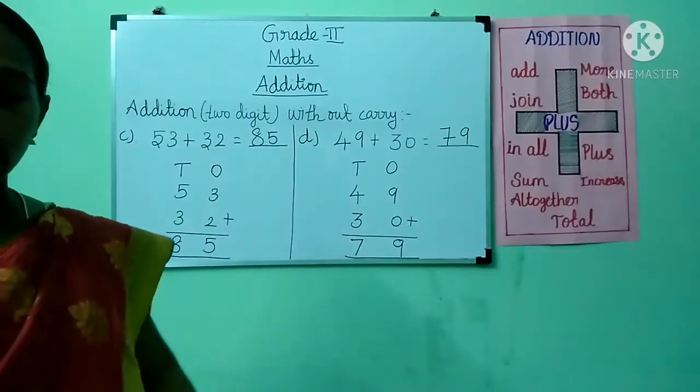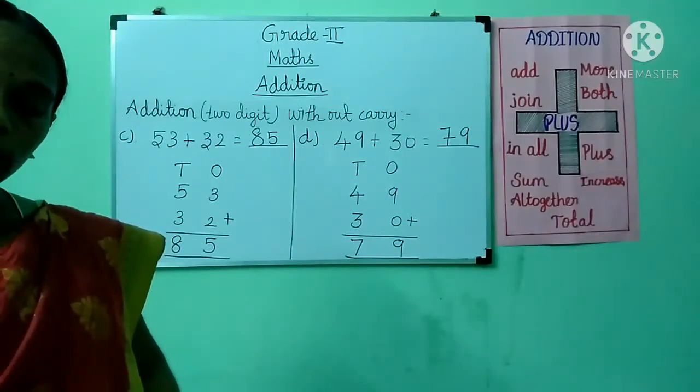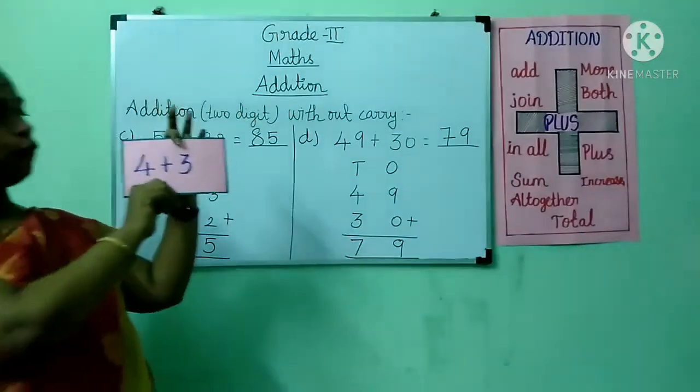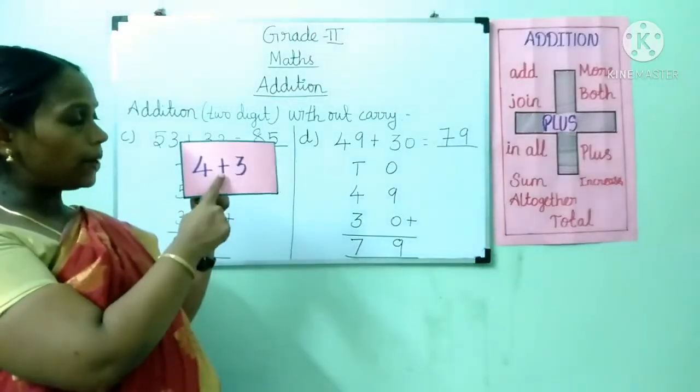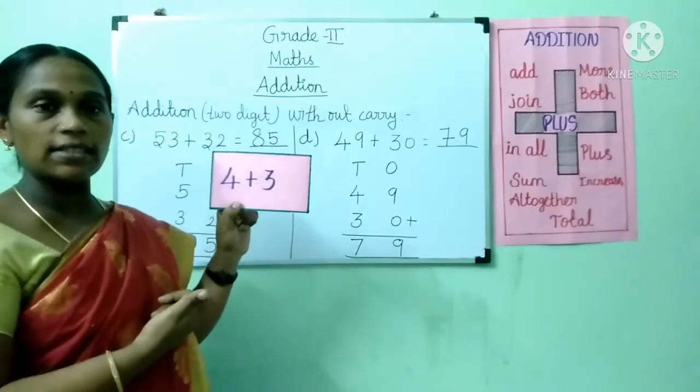I have some flashcards. I will ask some questions. The first one, see here. 4 plus 3. What is this? 4 plus 3. What will come the answer?